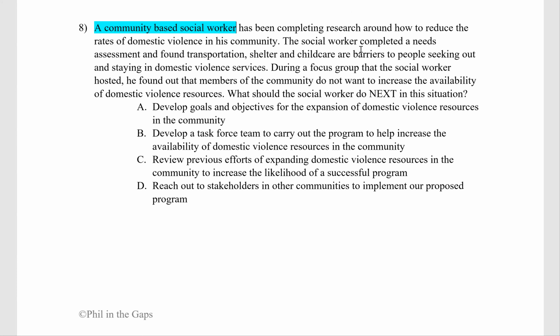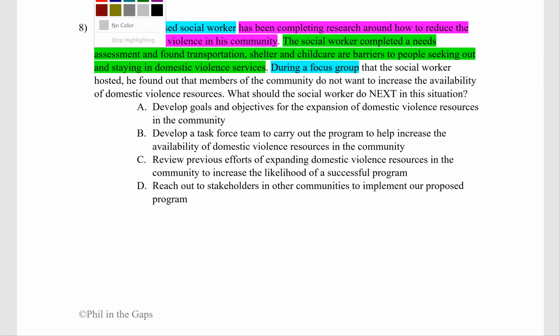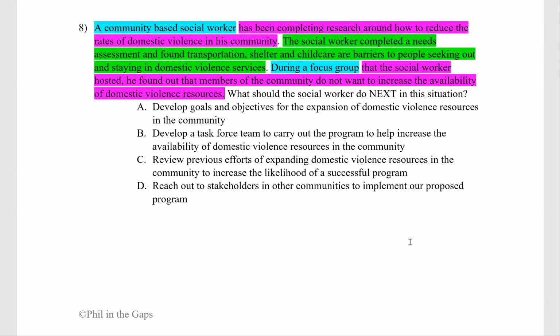We're a community-based social worker, so that's who we are and what our role is. We've been completing research around how to reduce the rates of domestic violence in his community. So he's like, this is something that I want to look into. We completed a needs assessment and found transportation, shelter, and childcare are barriers to people seeking out domestic violence services. So during a focus group, again, getting groups of people in the community together to create a focus, we found out they do not want to increase the availability of domestic violence resources. What should the social worker do next in this situation?